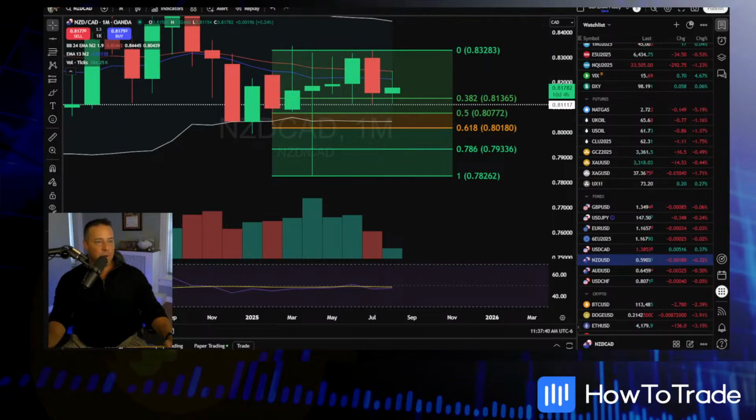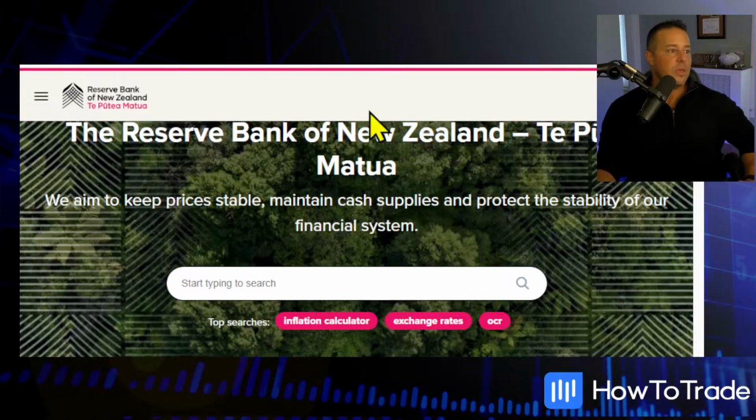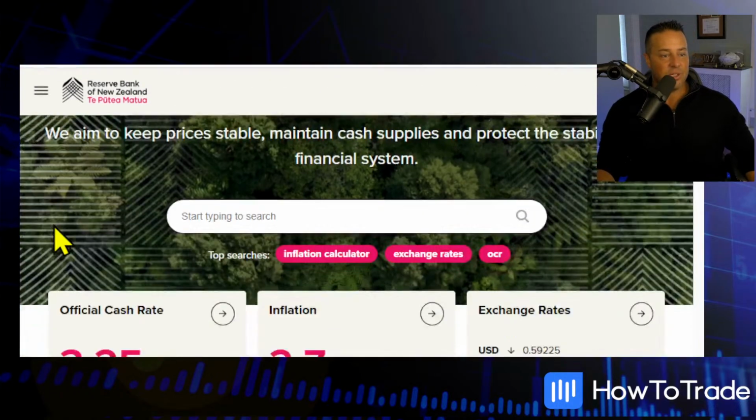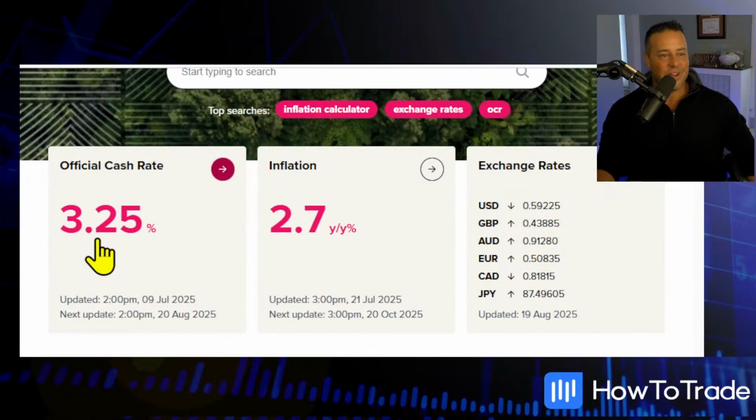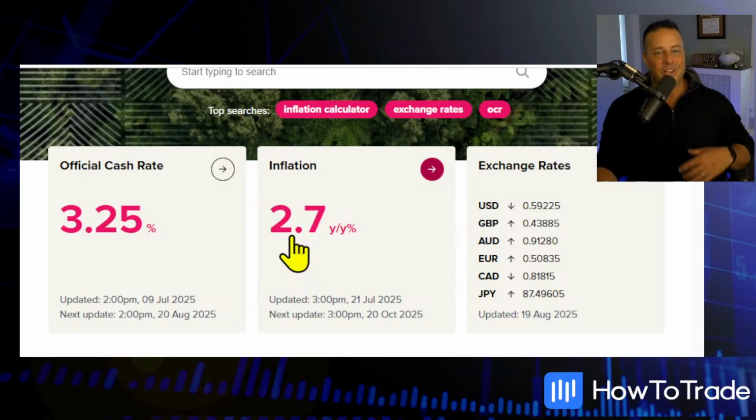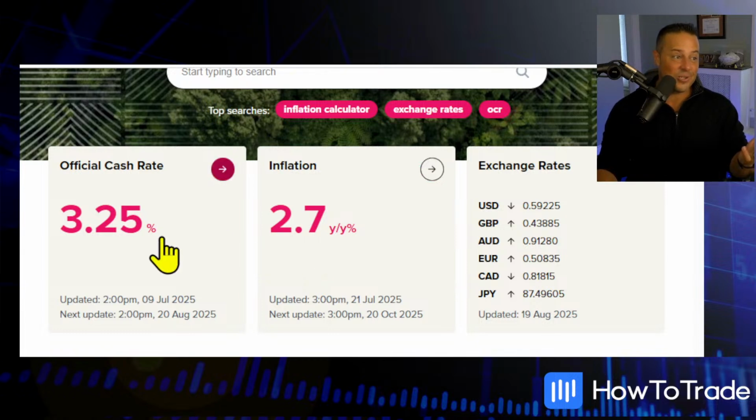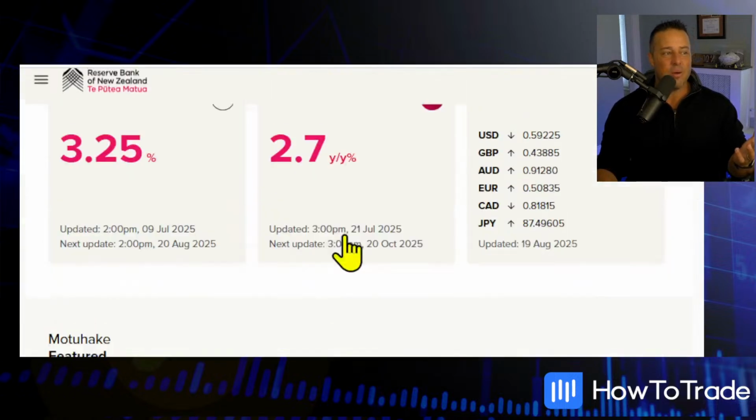So this will be the big market mover coming our way tonight, during the U.S. session or tomorrow, wherever you may be. Reserve Bank of New Zealand: their official cash rate is at 3, inflation's 2.7. That's surprising that you're going to get year-over-year inflation. Most goals are right around 2%. They're still at 2.7, and they're going to cut interest rates supposedly. Be ready, though.